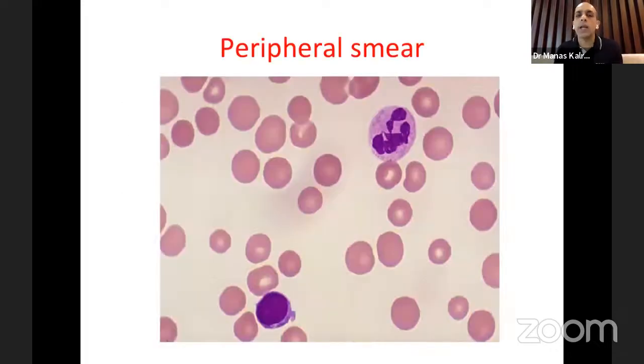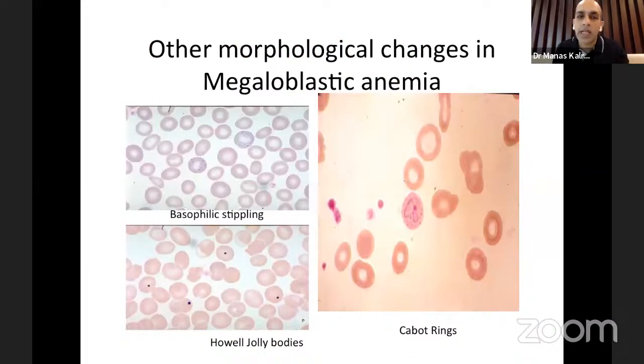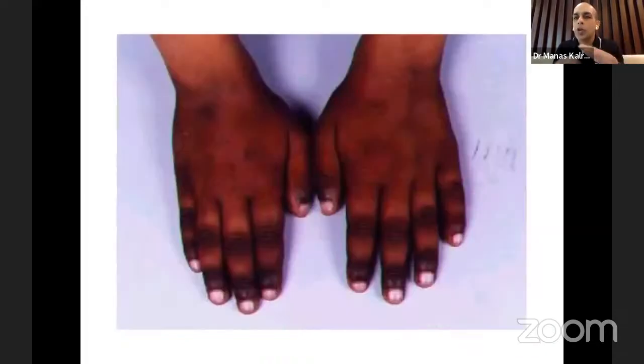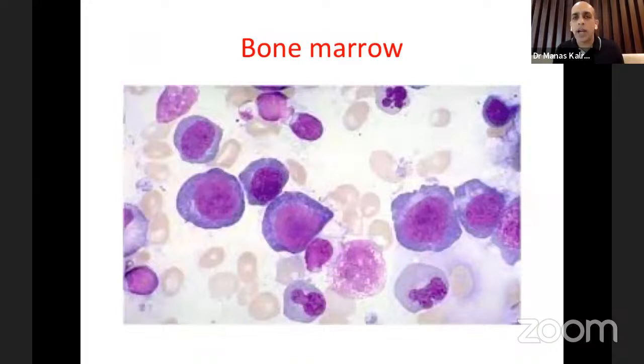A peripheral smear should be looked at, and you might find hypersegmented neutrophils. You will find macrocytic cells. And you may find some basophilic stippling, Howell-Jolly bodies, Cabot rings. If you find any of these typical features, and you may have knuckle pigmentation, and a diet which would be very bad, this will point towards a macrocytic, megaloblastic anemia, and you can even avoid doing a bone marrow and give them a trial of B12.